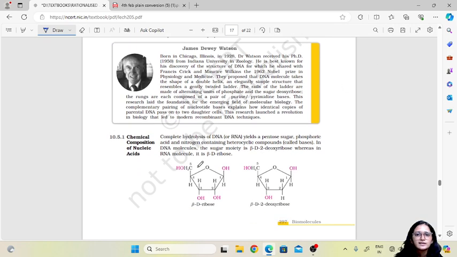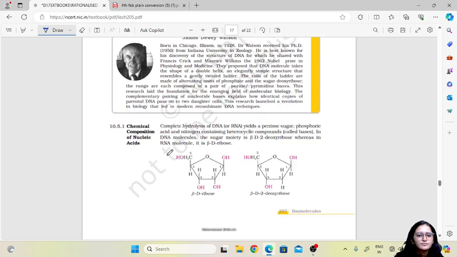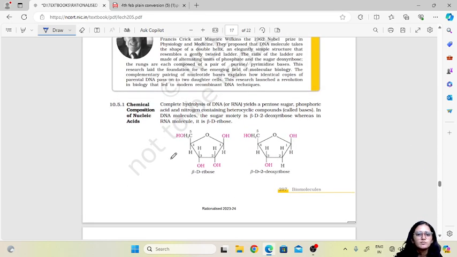So nucleic acids are long chain polymers of nucleotides. Now this line is very important. Nucleic acids are long chain polymers of nucleotides. Now what is the chemical composition of nucleic acids? Complete hydrolysis of DNA or RNA yields pentose sugar, phosphoric acid and nitrogen containing heterocyclic compounds called bases. So these are the products we get when we do the hydrolysis of DNA and RNA.